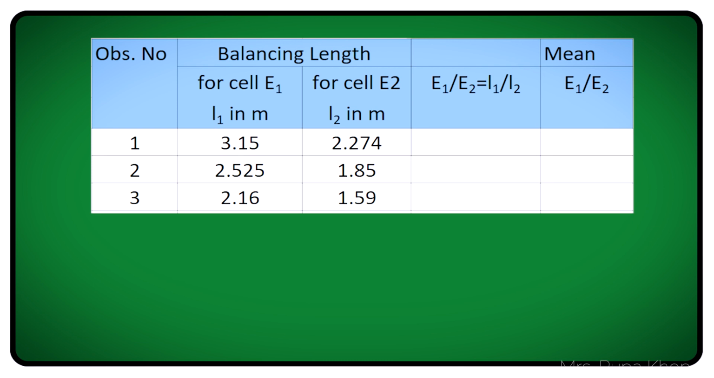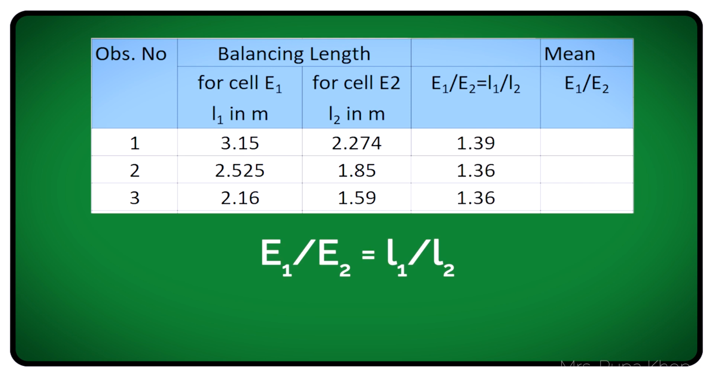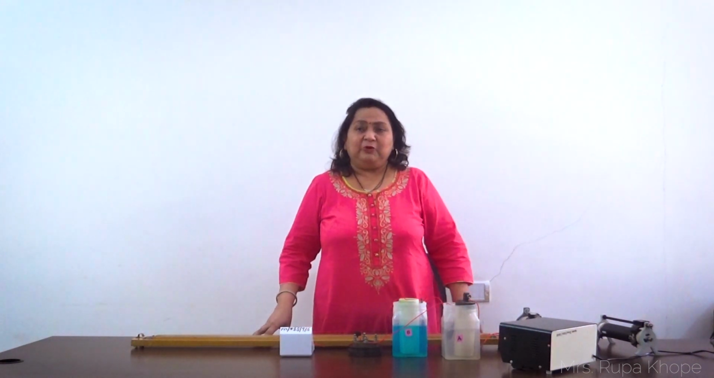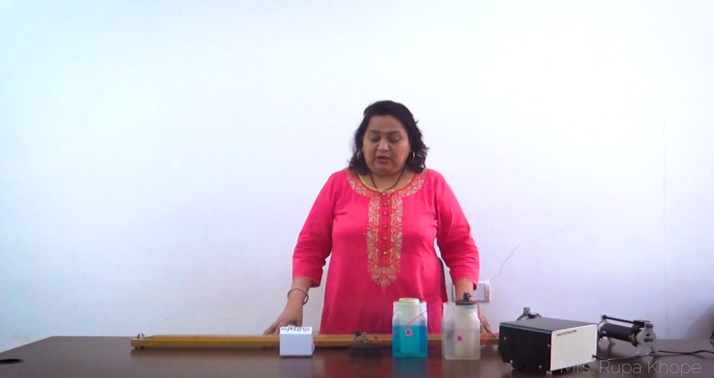These two readings I get. So altogether I have 3 sets of readings. Let's find the ratio. You know very well, E1 upon E2 is equal to L1 upon L2. So I get these 3 values. The average I get is 1.37. So we have performed the potentiometer experiment and we compared the 2 cells, Leclanche and Daniel. We got the value L1 upon L2, and E1 upon E2 is 1.37. Now this is all about this experiment.